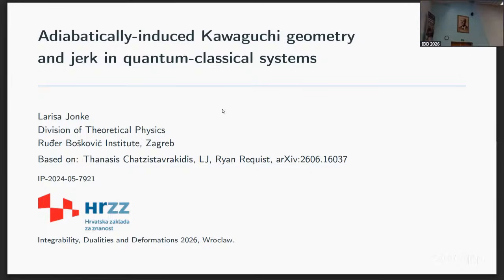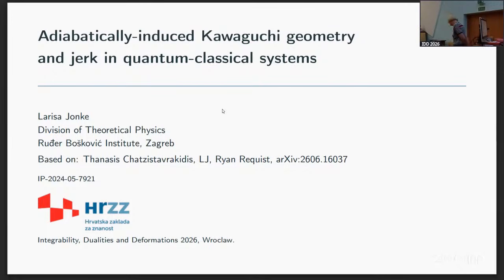I hope you will find this topic and the talk interesting, because it is slightly off topic. Usually in this community I would present some of my work on non-commutative deformation or dualities, but this is something new we are working on, and I'm very excited about it. So I decided to present this. The title may be a bit cryptic for some of you: adiabatically-induced Kawaguchi geometry and jerk in quantum classical systems.